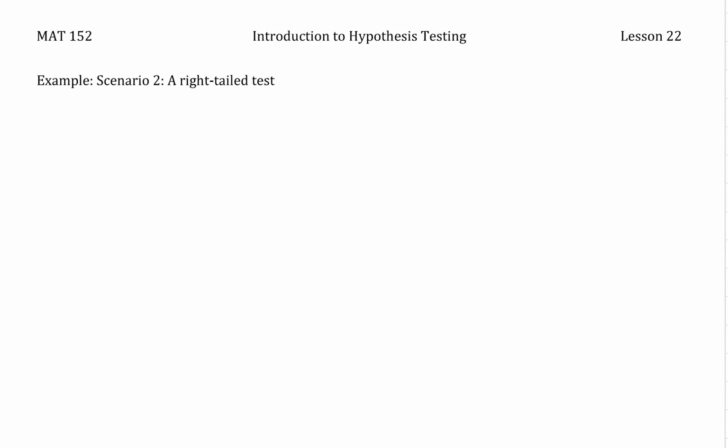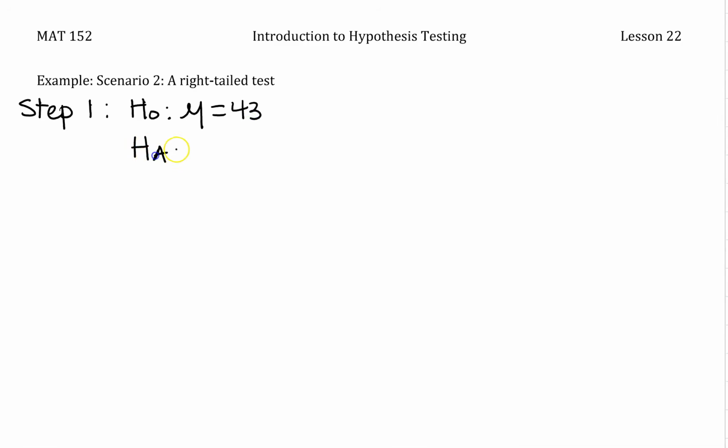In this video, we're going to go through an example of a right tail test, and that unfolds in scenario 2. So I'm going to start off with step 1 by writing my two hypotheses. The null hypothesis, H0, is still that mu is equal to 43 grams.